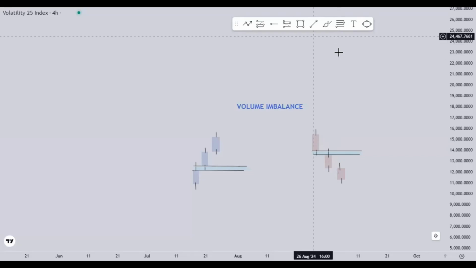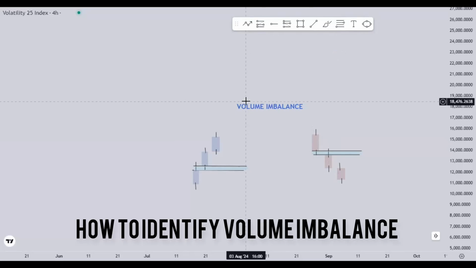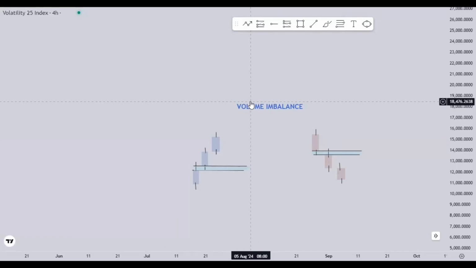In today's lesson, I'm going to show you how to identify volume imbalance as taught by ICT, because it was from his video that I learned this particular concept. And this is in response to questions I've received from the private community and sometimes in one-on-one sessions regarding this volume imbalance.